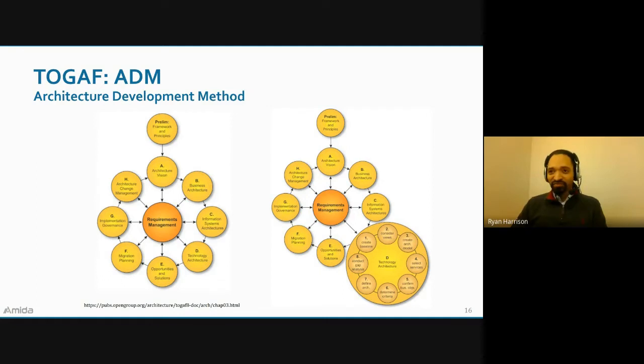TOGAF is really applied at the large enterprise level. So if you're the VA, say in the early 2000s, you would say we're going to build an enterprise architecture function and use TOGAF for it. So where TOGAF comes in handy for Amida is understanding the architecture frameworks of the very large enterprises that we serve. You know, the North Carolina DHHSs, the CareFirst, the VAs, et cetera.